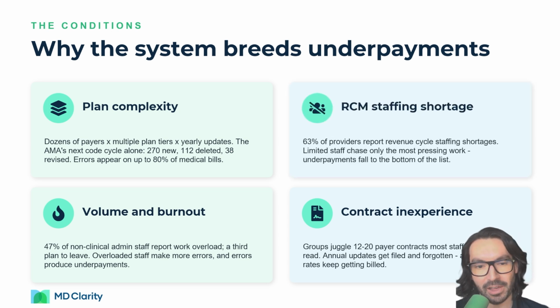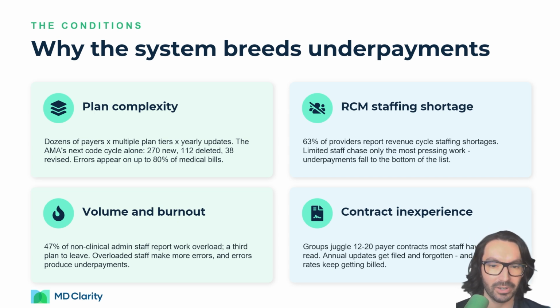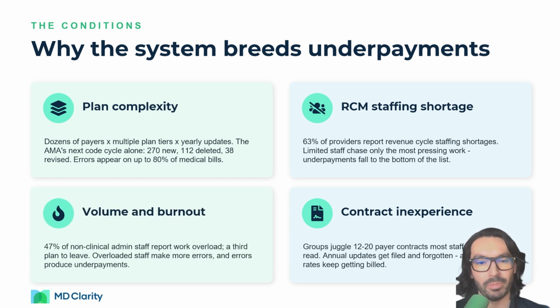2. The staffing shortage. 63% of providers report revenue cycle staffing shortages. When staff are limited, only the most pressing tasks get done, and underpayments drop to the bottom of the list. 3. Volume and burnout. A Brigham and Women's Hospital survey of 42,000 healthcare workers found that nearly half of non-clinical administrative staff perceived work overload, and about a third plan to leave their jobs. Overloaded staff make more errors. Errors produce underpayments.